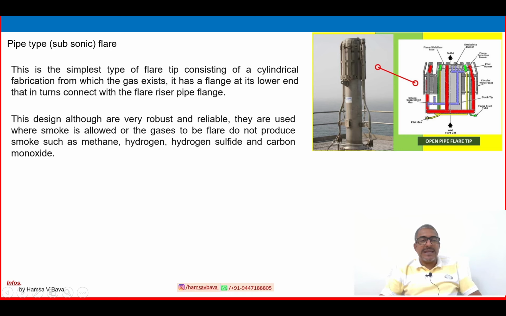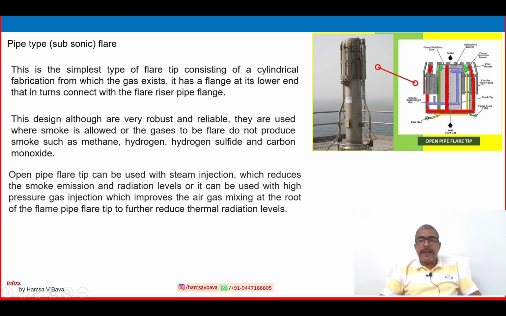smoke, such as methane, hydrogen and hydrogen sulfide or carbon monoxide. I told you earlier, in incomplete combustion, carbon monoxide forms and SO2 also forms. So it is reducing that smoke in open pipe type flare.